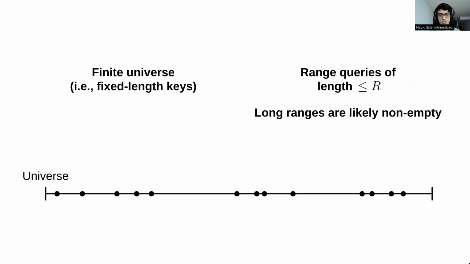So if you have a long range query and you give it to a range filter, because the range query is non-empty anyways, the range filter is always going to return a positive. So in some sense, the range filter is only useful when you give it range queries that are empty. So we can safely disregard any ranges that are too long and only work with ones that have a length of at most big R.